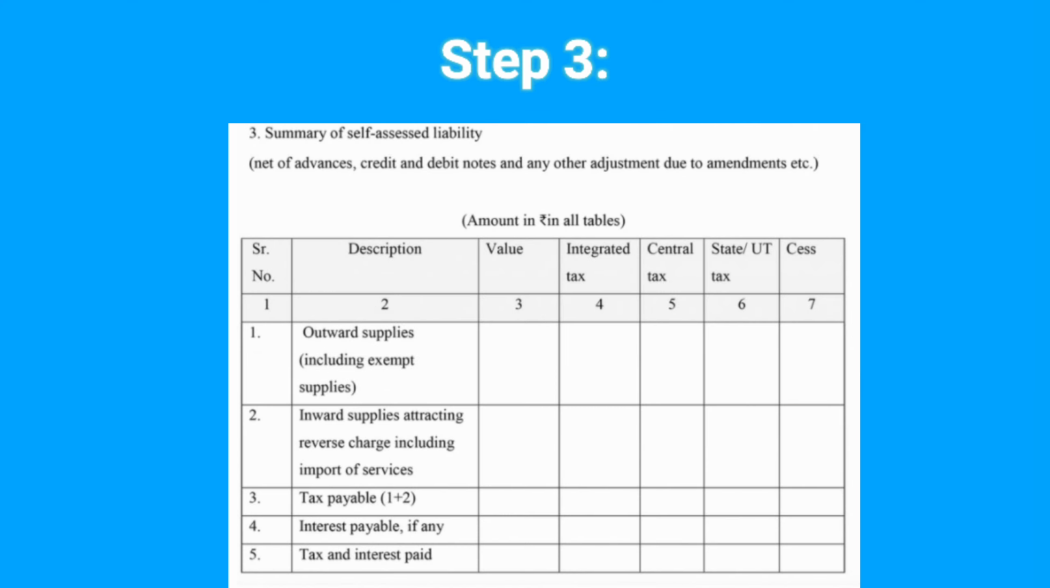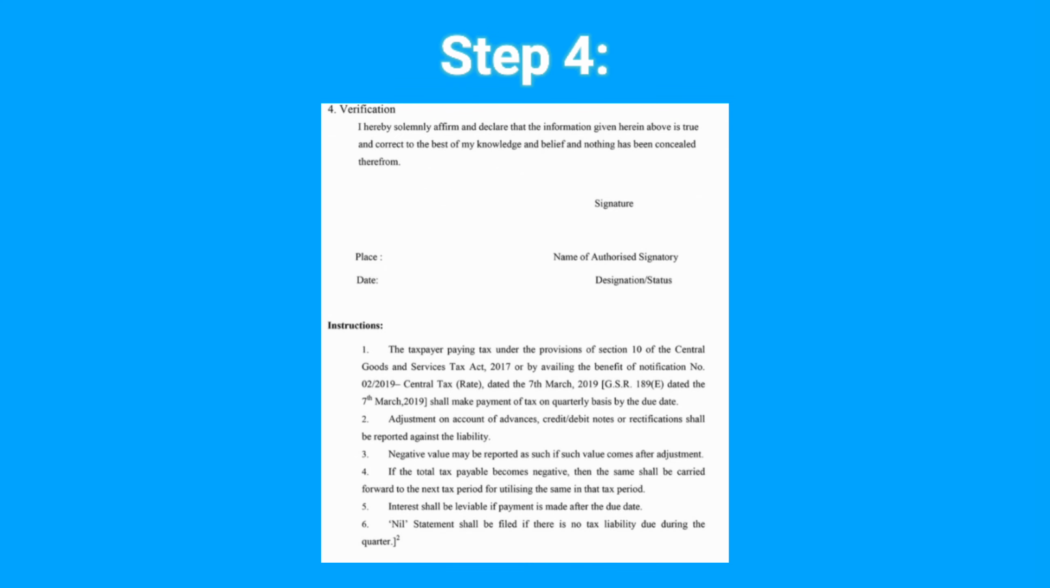Step 3. The third table of the form will have information and summary of the self-assessed tax liability. A taxpayer will need to provide details such as outward supplies on which tax is payable by him, including the inward supplies on which tax is payable on a reverse charge and cases of imports. Apart from this, the tax payable on these and the interest paid, if any, should be reported. Step 4. In the final step, a taxpayer has to confirm that he or she has verified all the details that have been entered by signing the form.